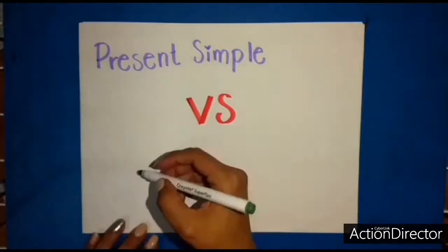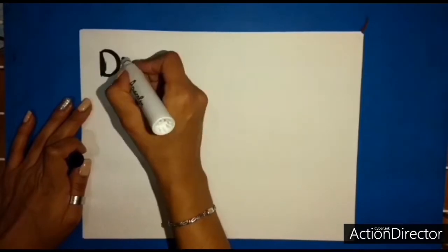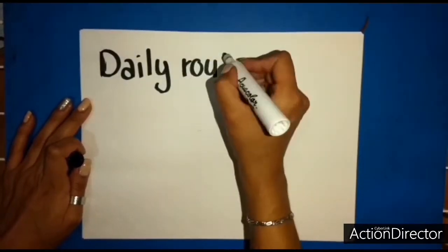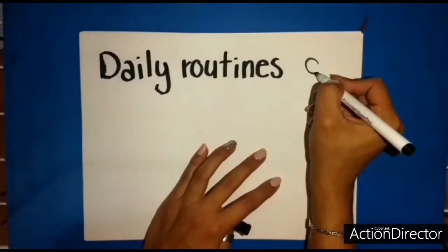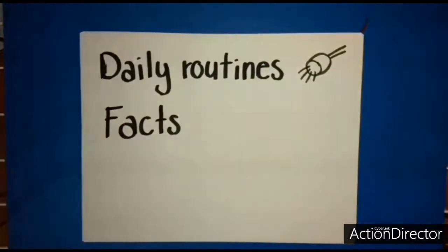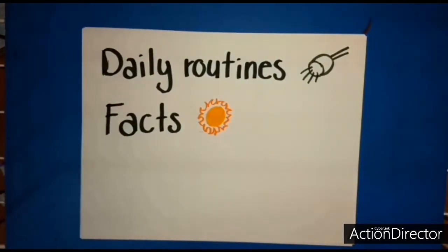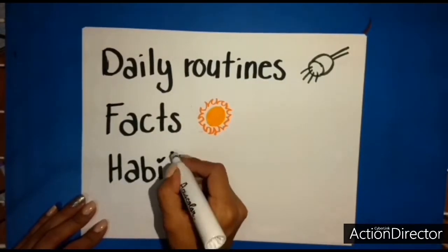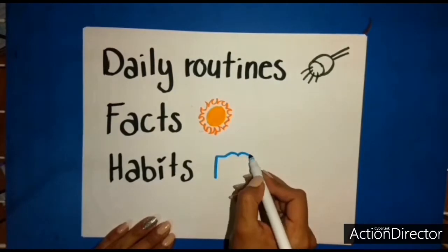Today we're going to talk about the differences between simple present and present continuous. Let's start with the uses. Simple present has three main uses. The first one is to talk about daily routines. For example, you always take a shower. The second one is to talk about facts, like the fact that the sun is a star. And finally, we use simple present to talk about habits. For example, I read every afternoon.